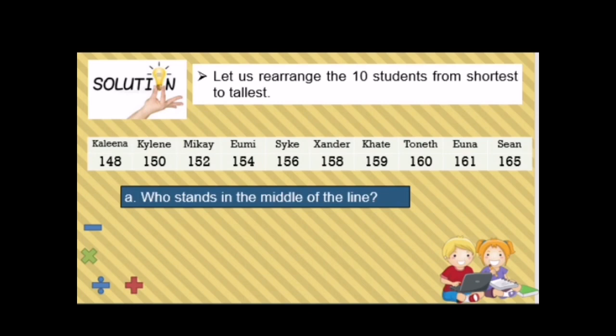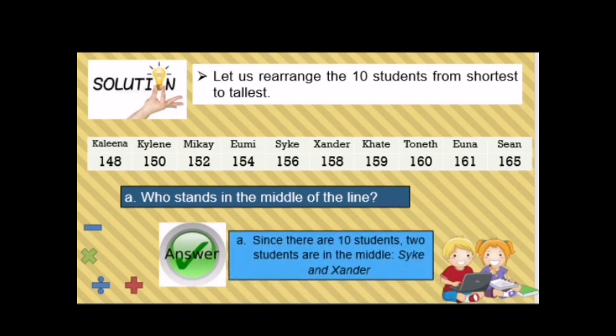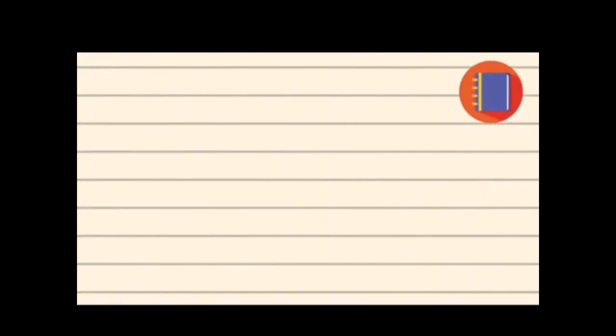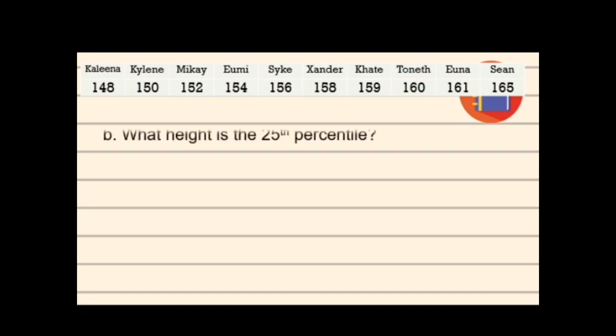For letter A, who stands in the middle of the line? Very good. Since there are 10 students, 2 students are in the middle, and that will be Saik and Sander. Next, for letter B, what height is the 25th percentile?